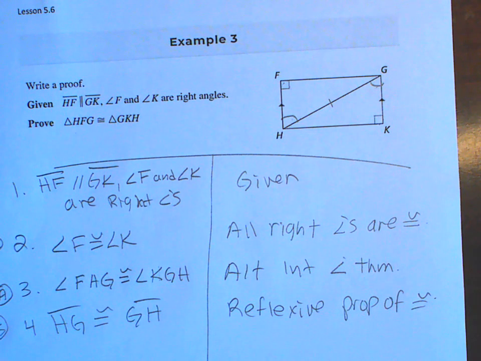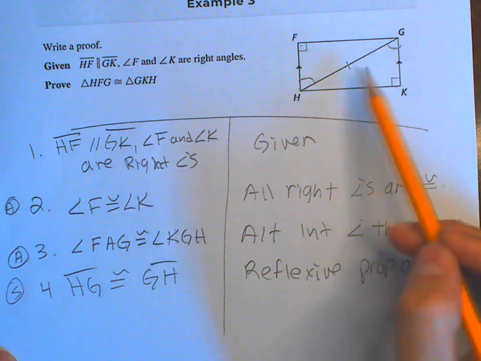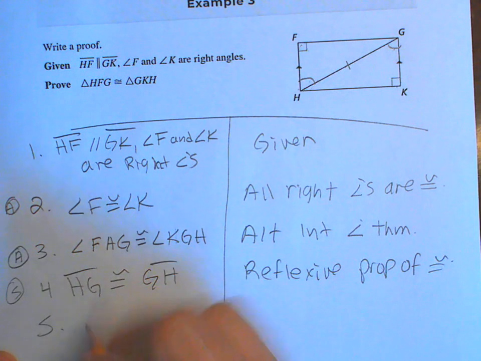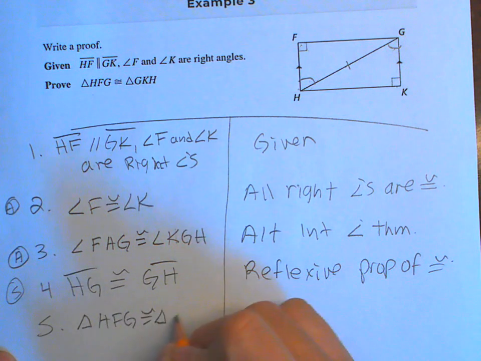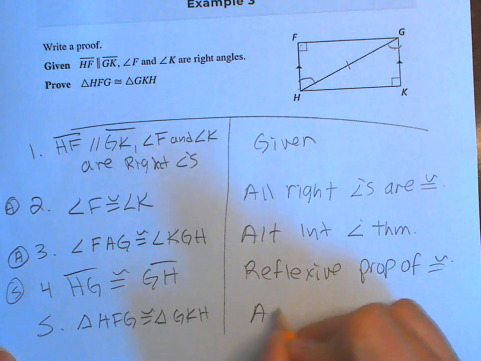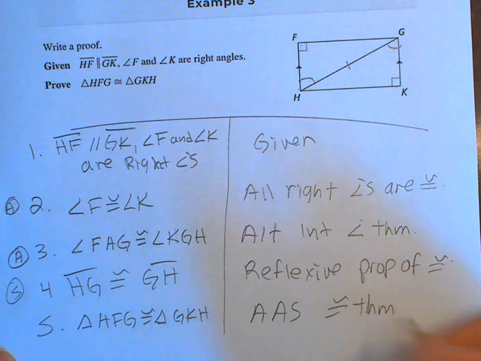So now these two triangles are going to be congruent by angle, angle, side. How do I know that? Because the side is not included. And this is going to be by the angle, angle, side congruence theorem. All right, and that was example number 3.